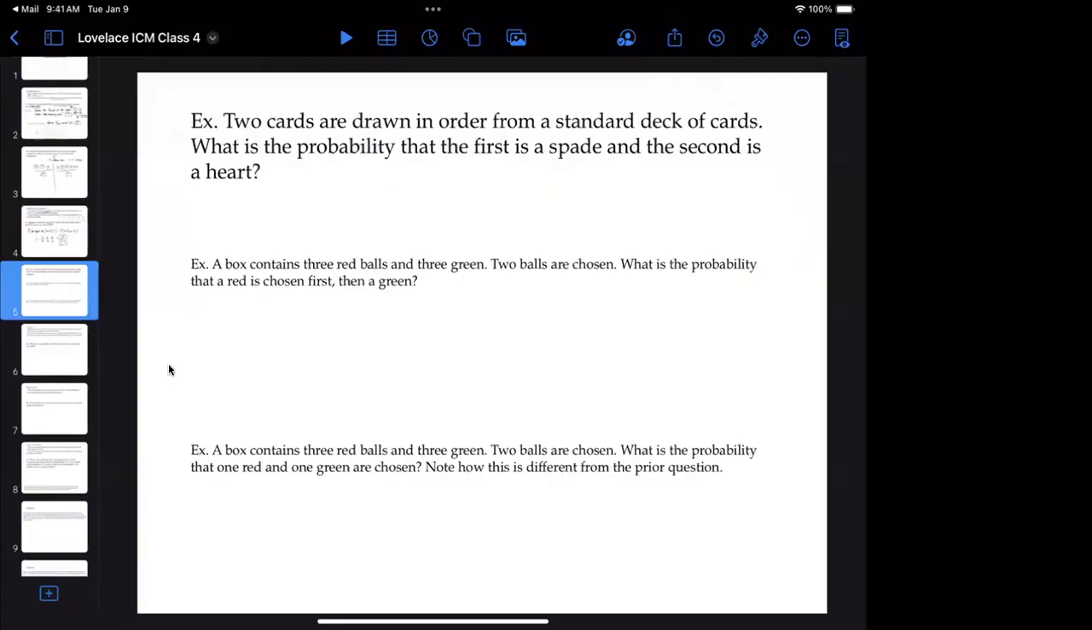Okay, so we're going to do some more examples now. The first question is pretty easy, it takes about 1 minute, and then we'll come back, do the first question, and then do the last 2 questions, because the last 2 are kind of related.